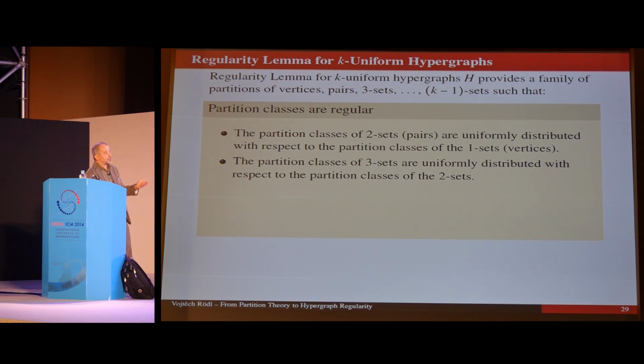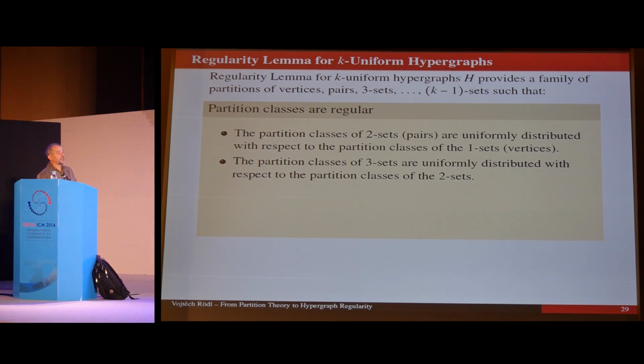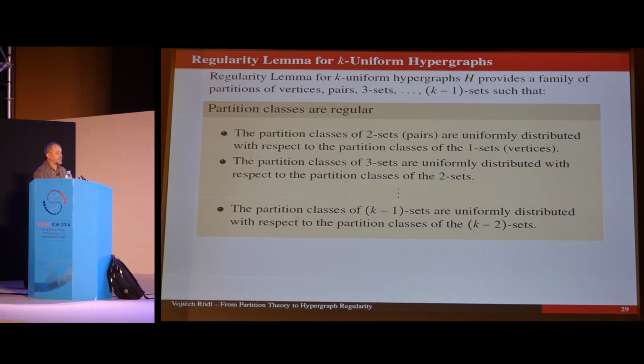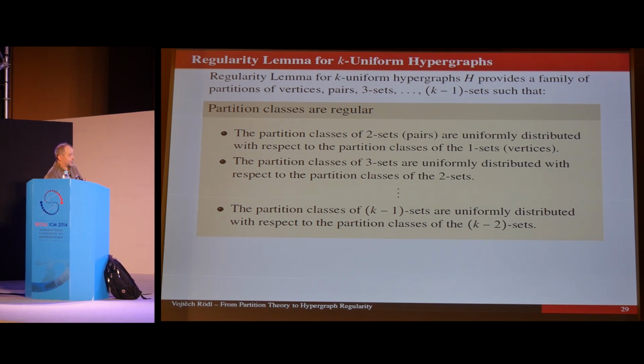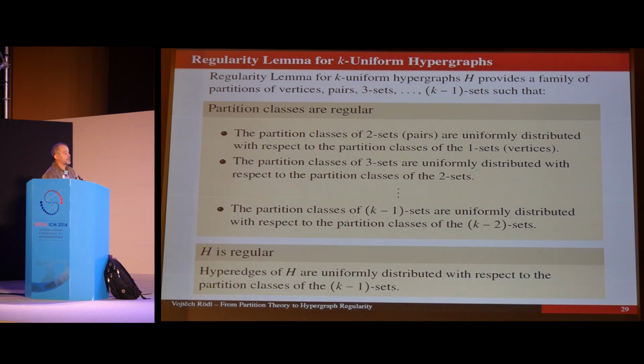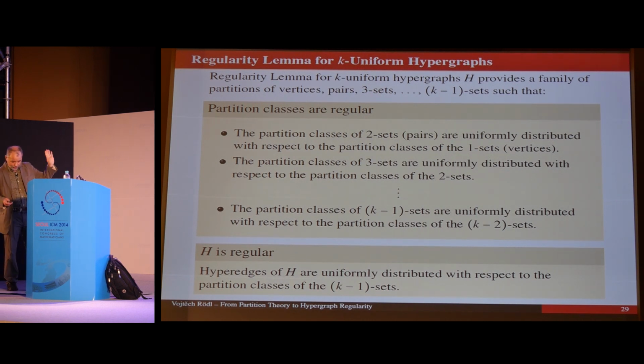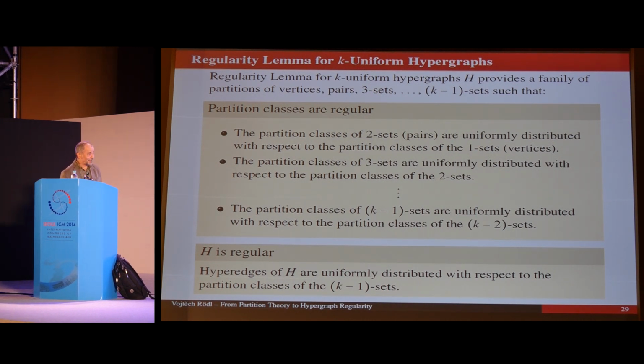Triplets with respect to pairs. All the classes of triplets will be regular with respect to pairs. All the classes of k-1 subsets will be regular with respect to partition classes of k-2 sets. But the main thing is that the edges of the hypergraph will be uniformly distributed with respect to the partition classes of k-1 sets. So this is just to say how the structure of that lemma looks; I don't force you to get more from it than that.